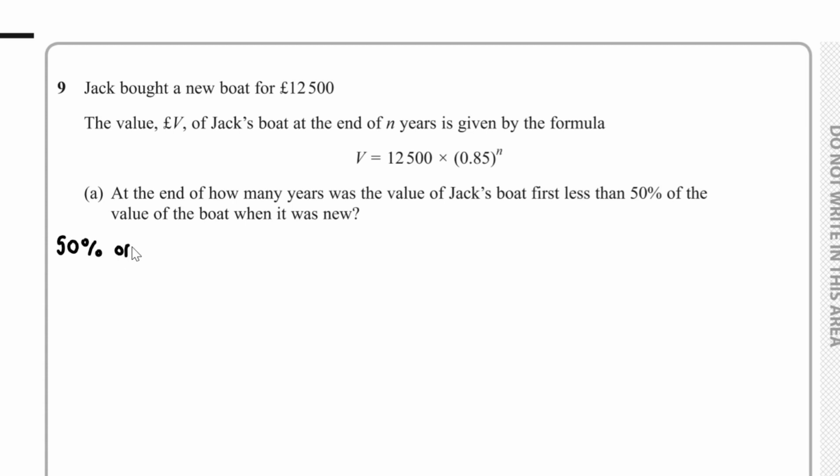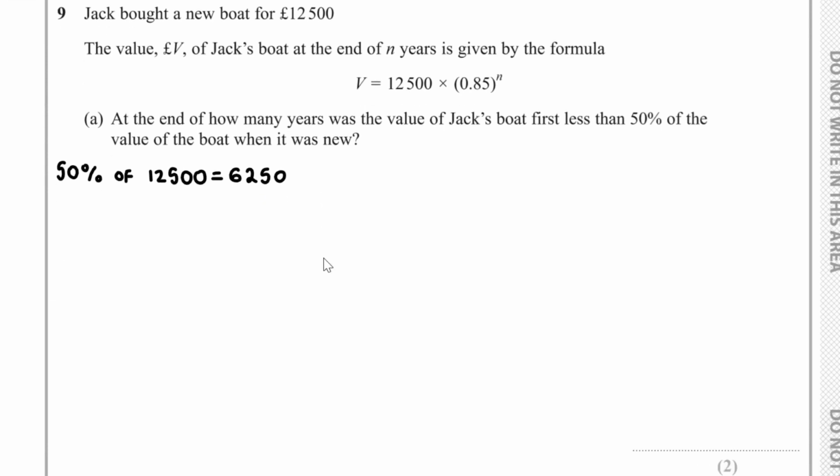50% of 12,500, this is equal to 6,250. So we're trying to find out how many years it will take to get a value less than this. So first of all, when n equals 0, we'll have 12,500. So when n equals 0, V equals 12,500.